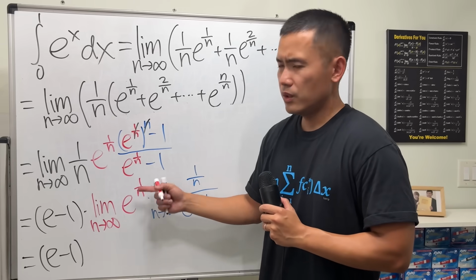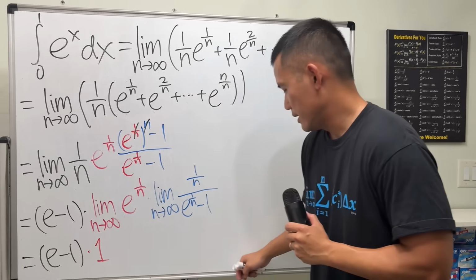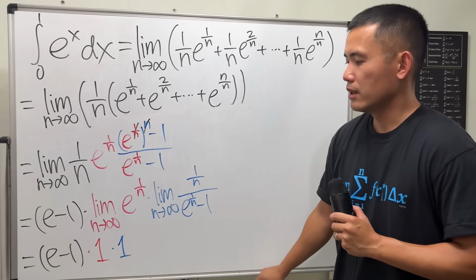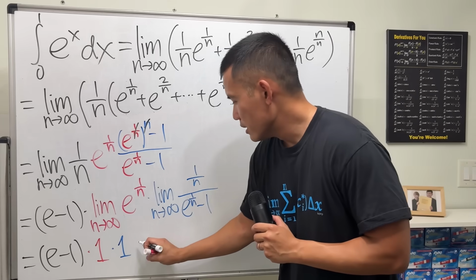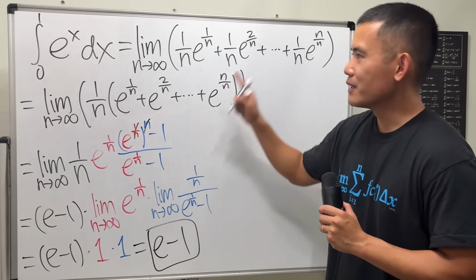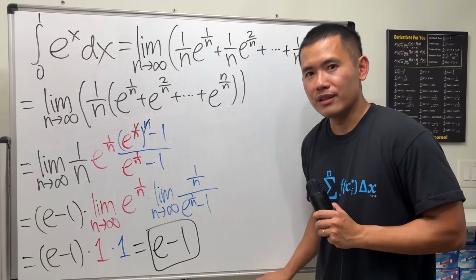Plugging infinity to here, 1 over infinity is 0. E to the 0 is just 1, so this is nice. And then this right here, in fact, it's also equal to 1. So the final answer is just equal to e minus 1. And we are done.